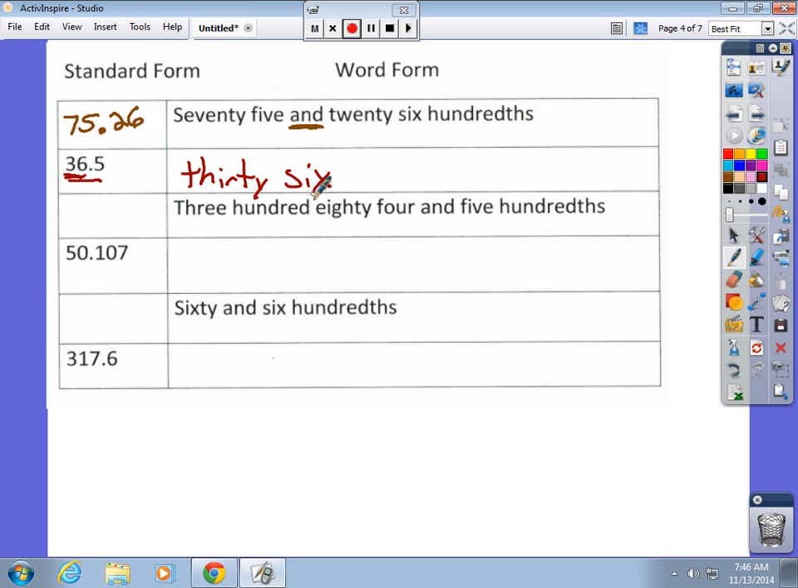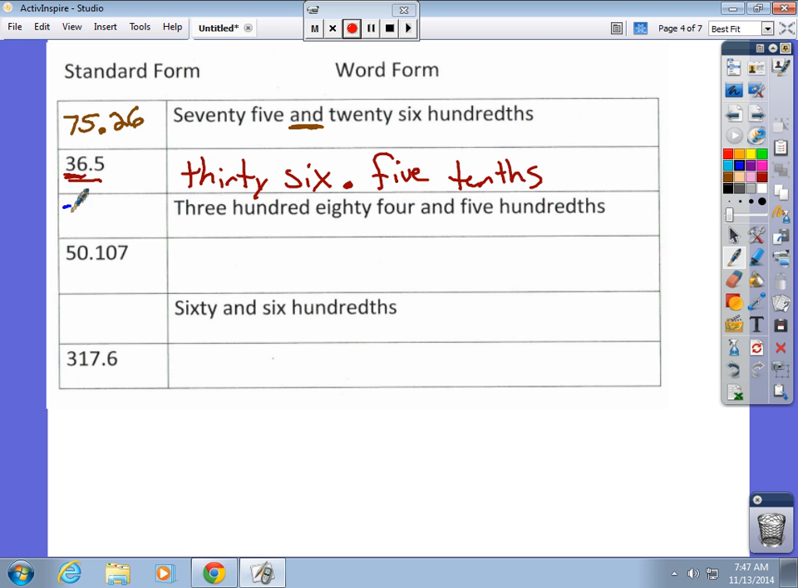Then we see a decimal. A decimal in math says "and." 36 and. Then we have a 5. And what place is our 5 in? Our 5 is in our tenths place. 5 tenths. Very good.